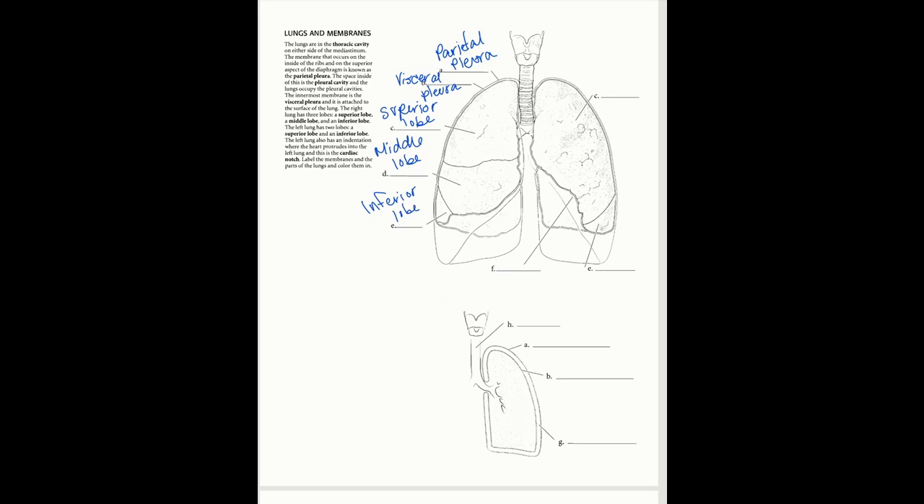And then on our left lung, we're just going to have superior and inferior. And again, the left lung is only going to have two lobes because of where the apex kind of cuts into the lung, and that region is what we call the cardiac notch, which is represented by F.